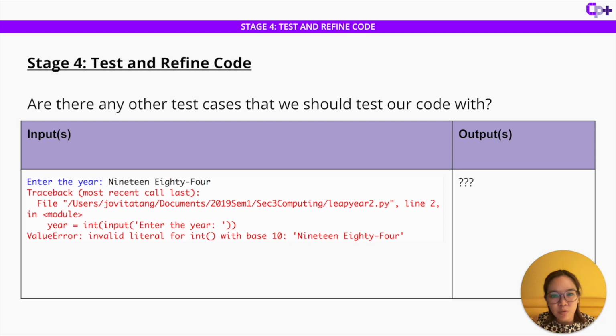As a developer, we have a decision to make. Do you want to accept this as valid input? If so, how do we convert this to an integer that our code can process? Otherwise, how can we reject this input?